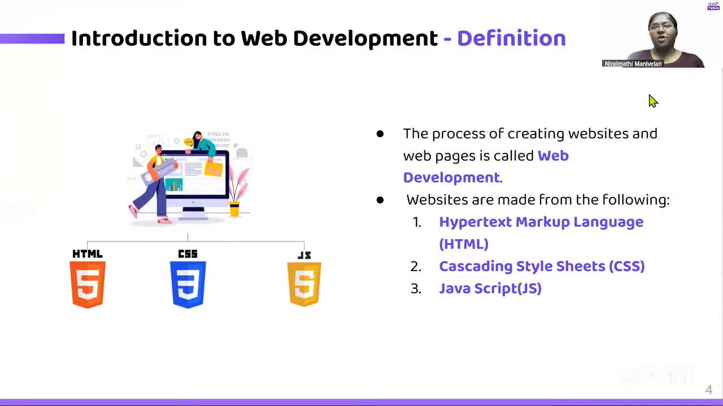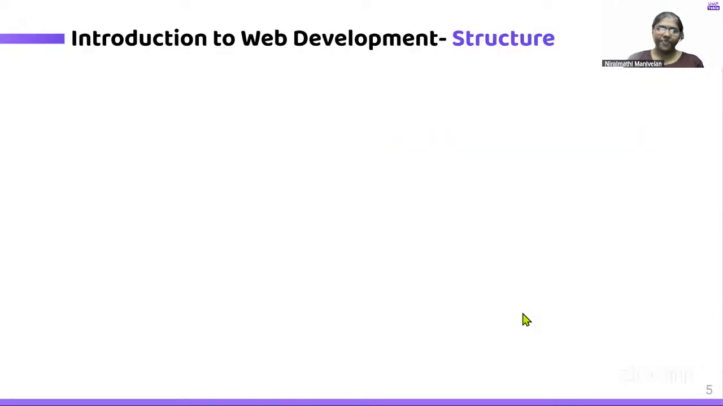First of all, the introduction to web development. What is web development? The process of creating websites and web pages is called web development. For creating a website, we need these three components: HTML, which is Hypertext Markup Language, then Cascading Style Sheets, which is CSS, and JavaScript, which stands for JS.